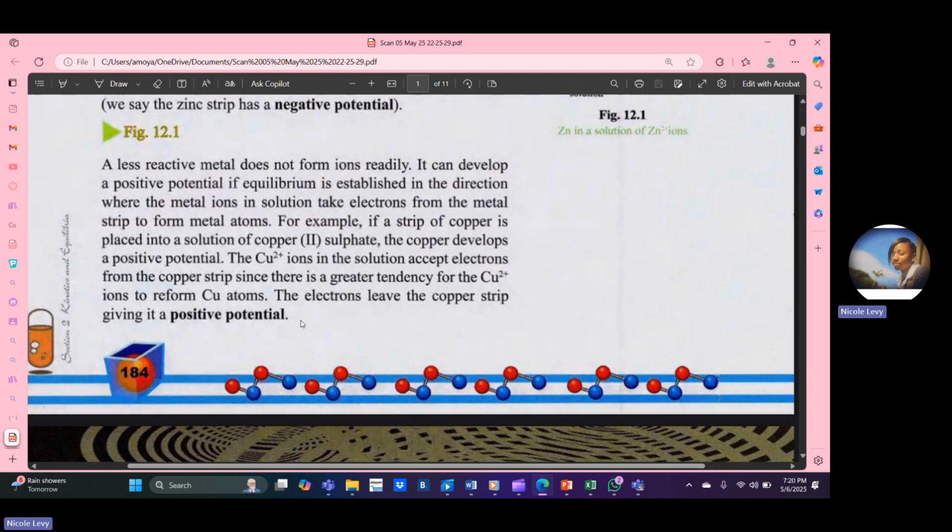So the less reactive metal will literally prefer a reaction in which the ions are accepting electrons to reform the solid metal. But the more reactive metal will want to form ions, right? But the less reactive metal will favor forming the atoms or the solid itself. So because the electrons are not going to be surrounding the copper, it develops a positive potential.